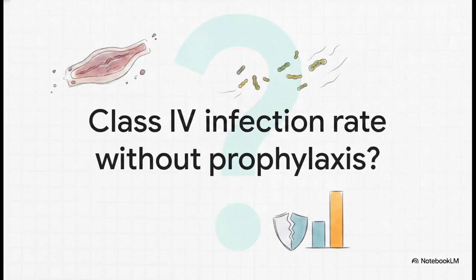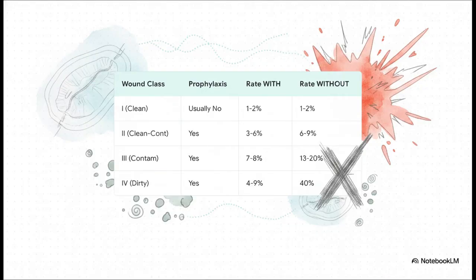Question 23. What is the expected postoperative infection rate of a Class 4 dirty wound if no prophylactic antibiotic coverage is administered? The correct and frankly alarming answer is E, 40%. This surgical wound infection risk table maps out wound class from 1 to 4, showing infection rates both with and without prophylaxis. It's wild to see that massive jump to a 40% infection rate for Class 4 wounds when prophylaxis isn't given.